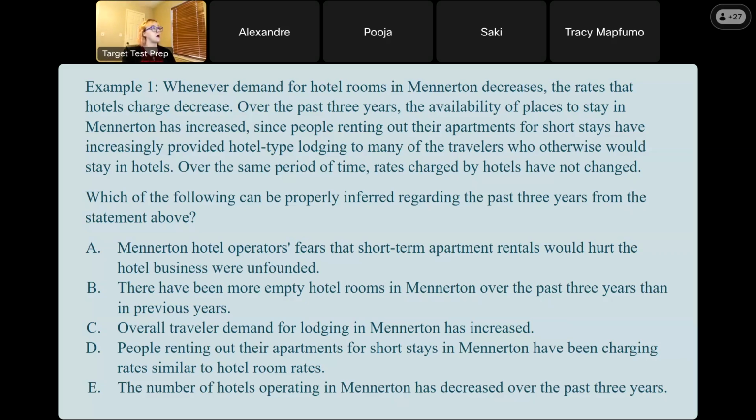Whenever demand for hotel rooms in Minnerton decreases, the rates that hotels charge decrease. Over the past 3 years, the availability of places to stay in Minnerton has increased since people renting out their apartments for short stays have increasingly provided hotel-type lodging to many of the travelers who otherwise would stay in hotels. Over the same period of time, rates charged by hotels have not changed. Which of the following can be properly inferred regarding the past 3 years from the statement above?